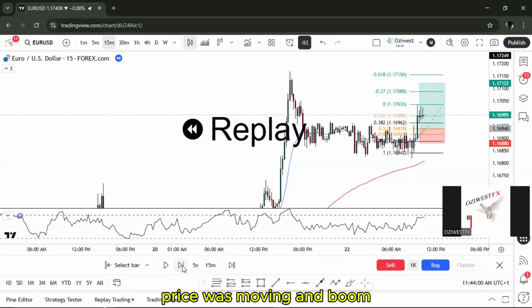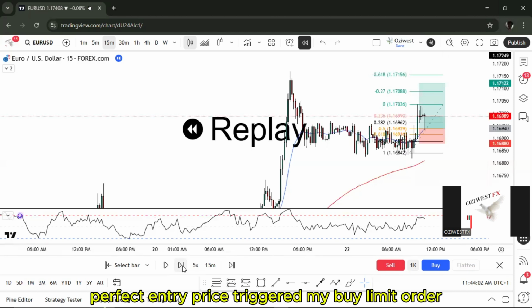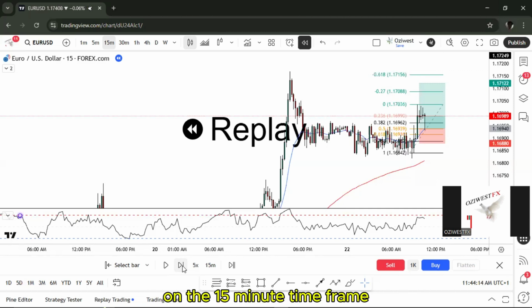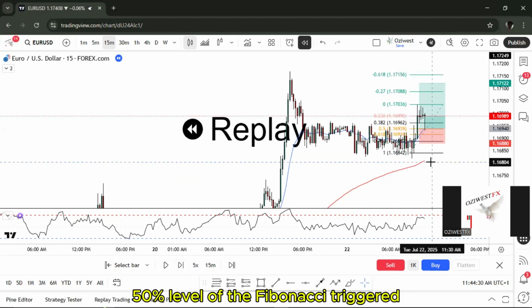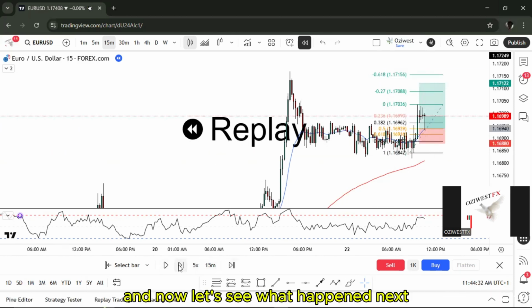I was moving and boom, perfect entry. Price triggered my buy limit order. As you guys can see, on the 4-hour time frame, there was a bullish engulfing candlestick. On the 15-minute time frame, what I was anticipating was a structure break to the upside. Once I'd seen that, I set my Fibonacci, set my limit order. As you guys can see, the 50% level of the Fibonacci triggered, and now let's see what happened next.